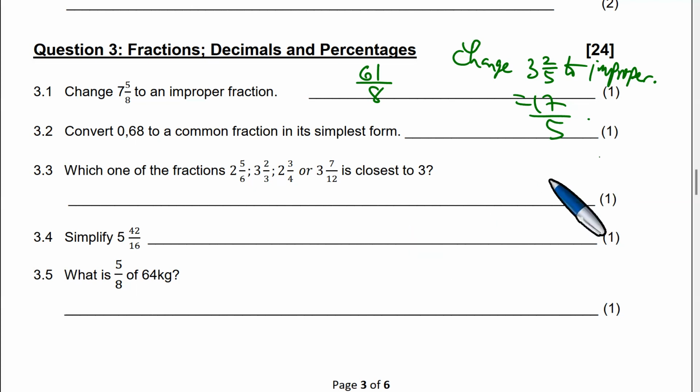Okay, convert 7 and 1 out of 3 to an improper fraction. So 22 over 3. Yeah, it is 22 over 3. Well done. Right. Convert 0,68 to a common fraction in its simplest form. What's the answer to 0,68 to a common fraction?